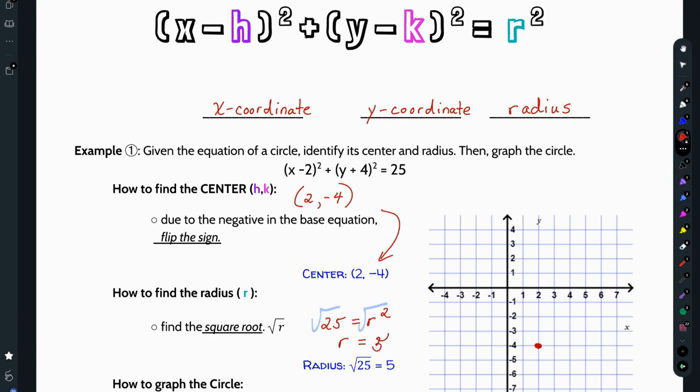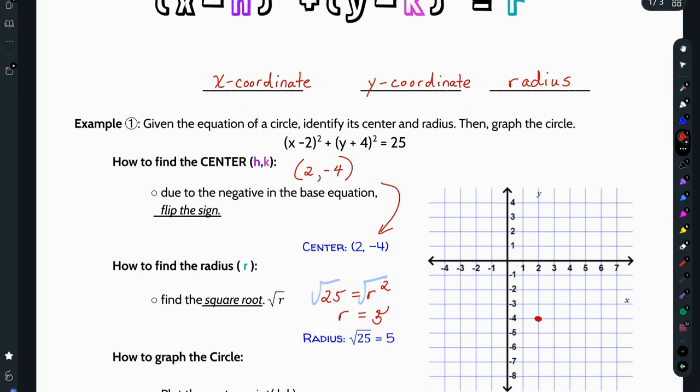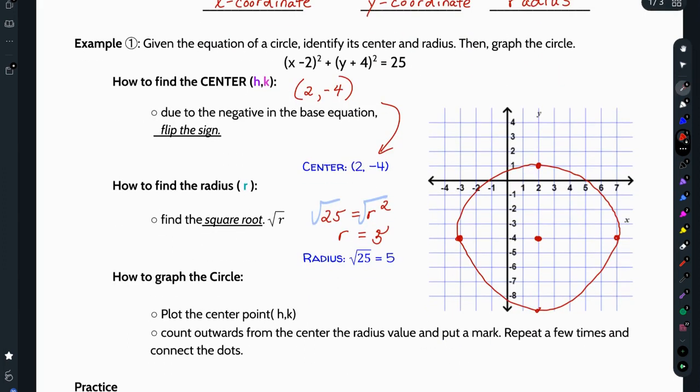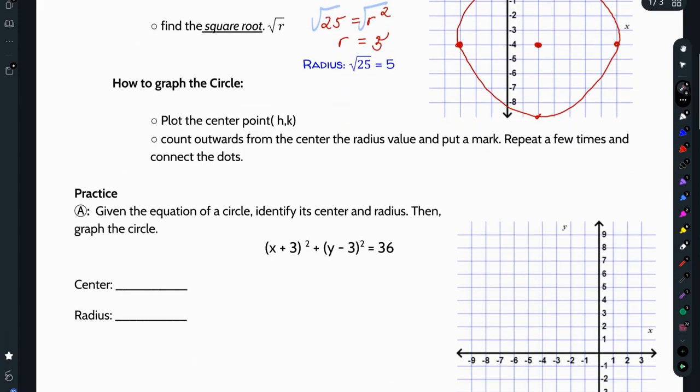We're going to plot 5 up, 5 down, 5 left, and 5 right, and we'll be able to draw our circle. Once we have those points plotted, we're going to connect the dots, draw the best circle you can. And we're done. So we plot the center, we count outwards from the center the radius value, and we put a mark, and we repeat it a few times, and then we connect the dots. All right, so I'd like you to pause the video here and give this one a try.